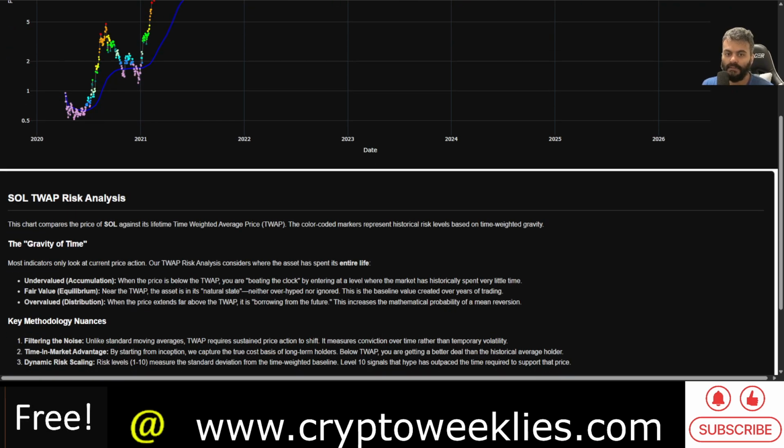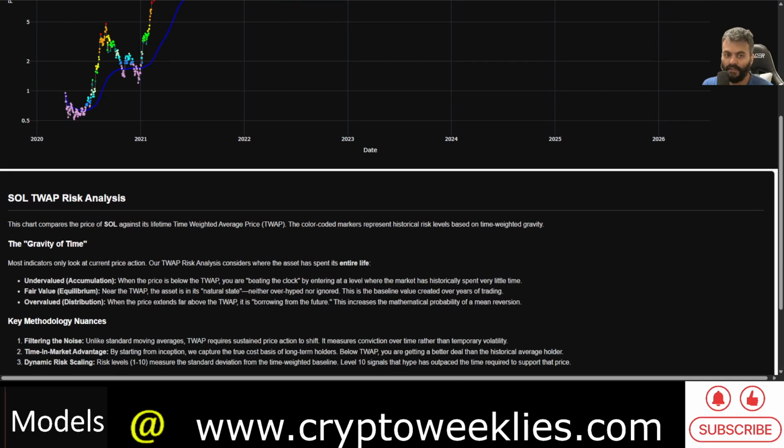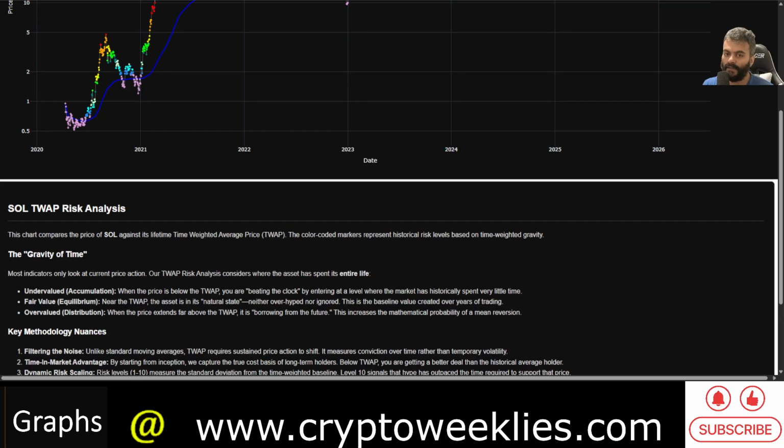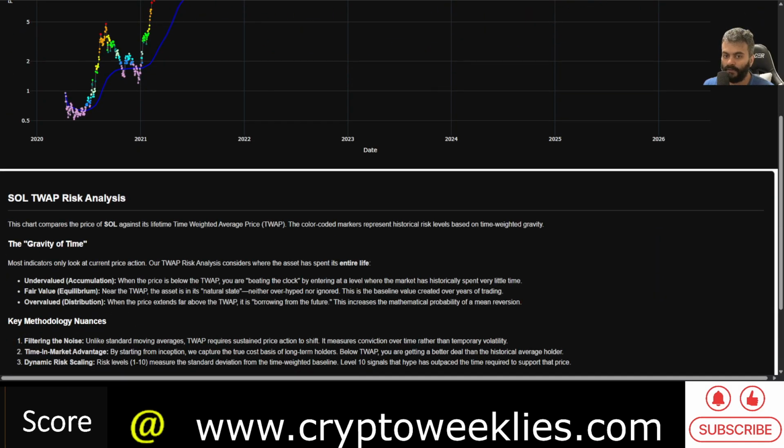How is the current price looking with respect to the time spent across its entire life? If it is undervalued, that means you are essentially beating the clock at entering at a level where the market has spent very little time. So whenever the price is below the blue line, essentially that is accumulating at those points, again not financial advice. This enables entry at those points where the price has spent very little time.